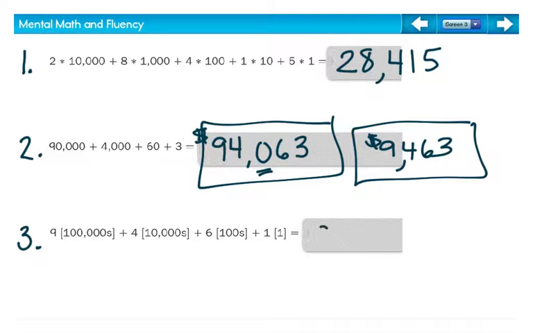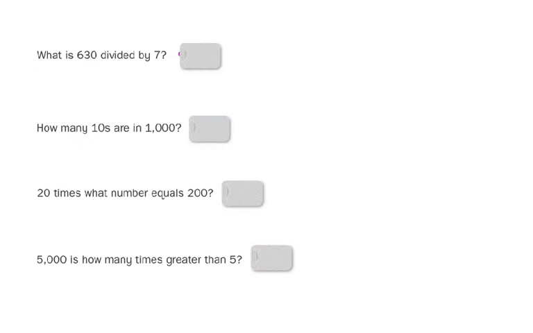And number 3, 9 in the 100,000s, 4 in the 10,000s, nothing in the thousands, 6 in the hundreds, nothing in the tens, 1 in the ones. 940,601. Would you please number 1, 2, 3, and 4? You are going to answer the questions.